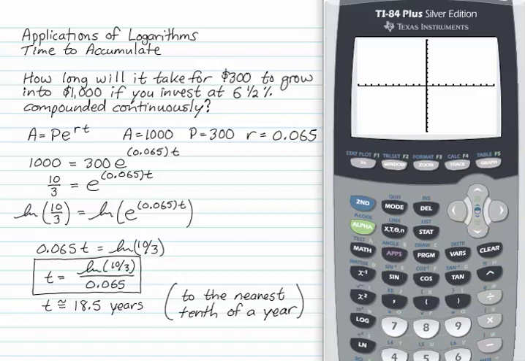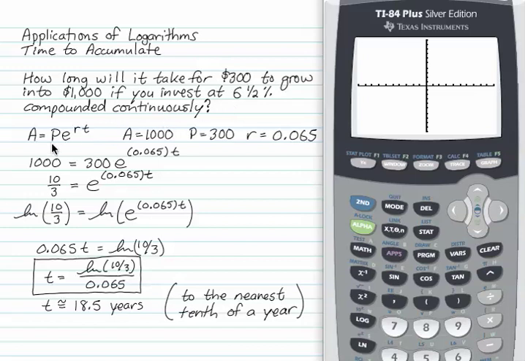Let's do a compound interest formula where we use logarithms to evaluate the time it takes to accumulate a certain amount of money. Doing the compound interest formula in reverse. So how long will it take to have $300 grow to $1,000 if you invested at 6.5% compounding continuously?